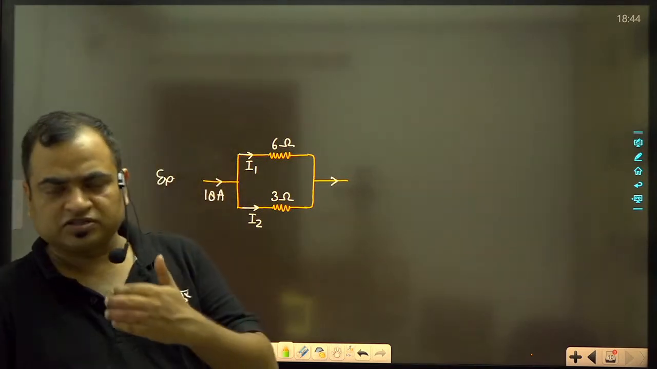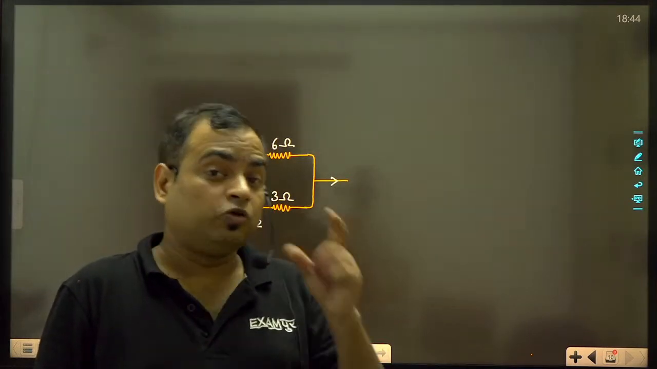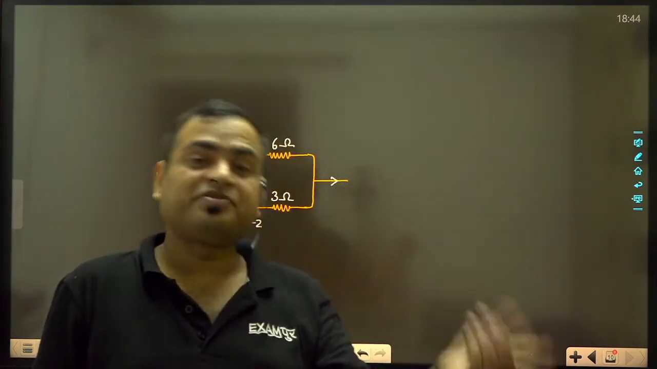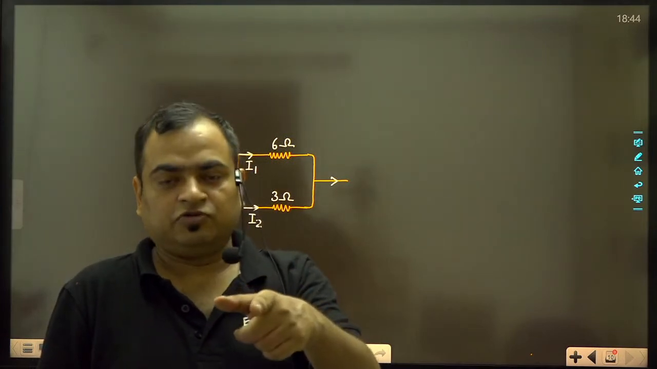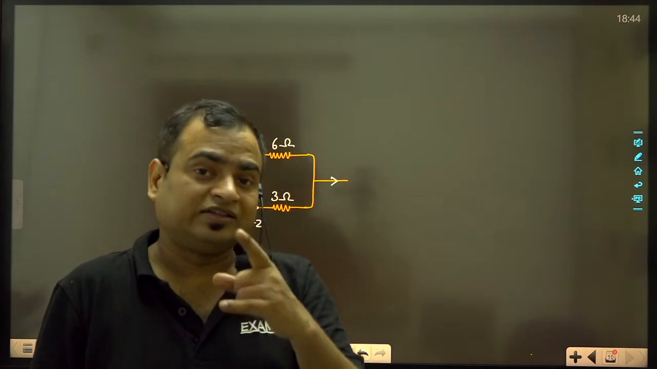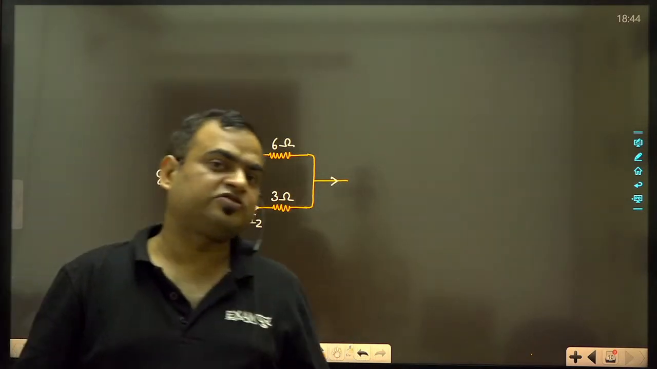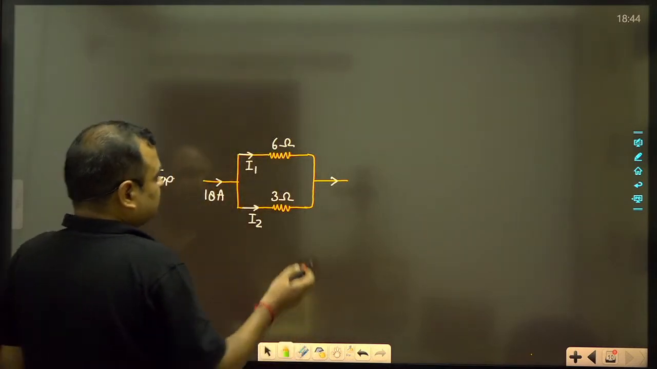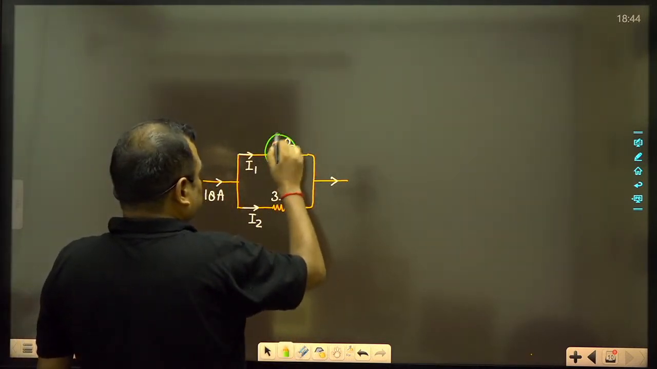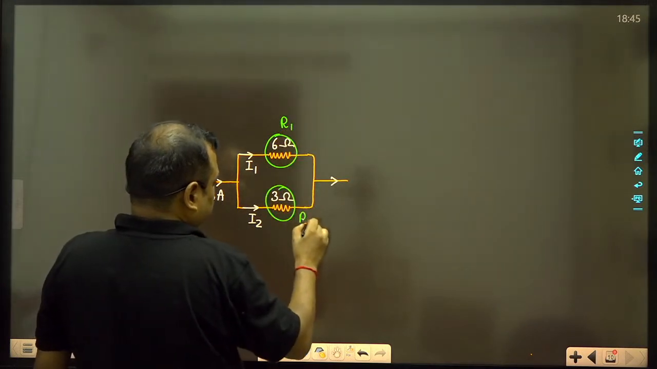Actually, such type of questions are solved by just keeping in mind that the lower the value of the resistance, the higher will be the current flowing through it. Okay, because the electric current always follows the less resistance path. Okay, so here this is R1 and this is R2.